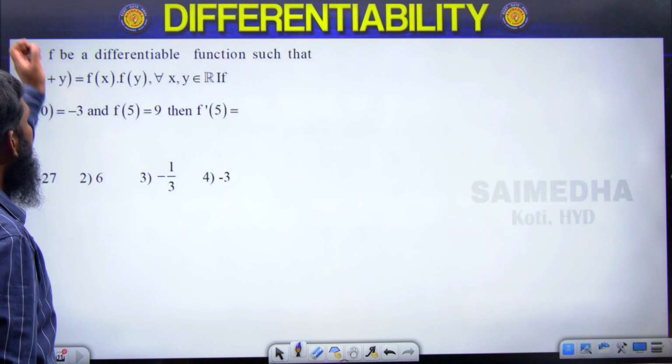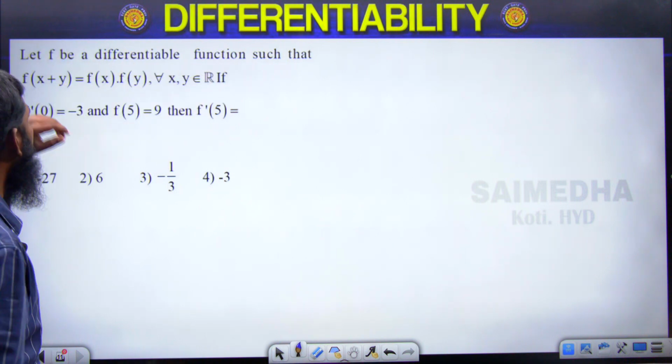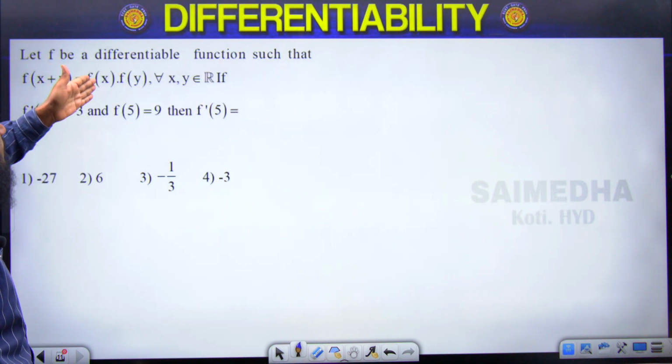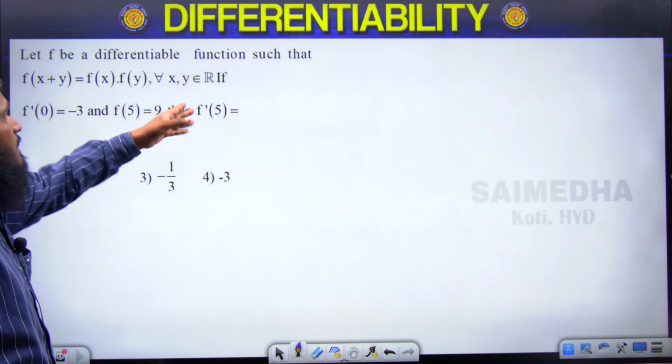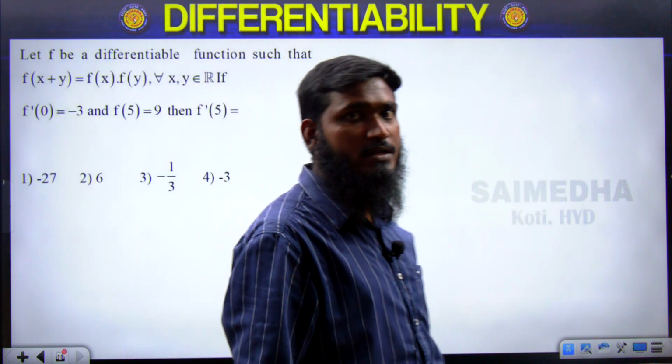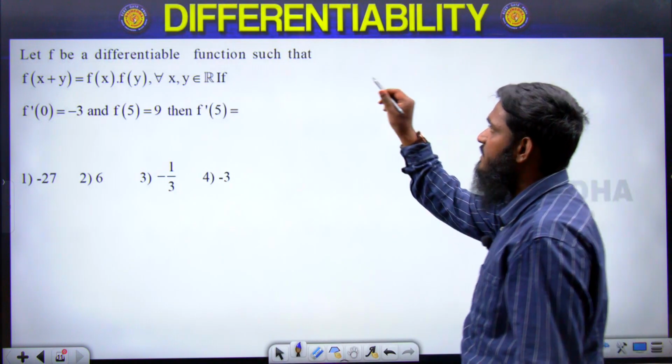Now the next part. Let f be a differentiable function such that f of x plus y is equal to f of x into f of y for all x, y belongs to R. If f dash of 0 is equal to minus 3 and f of phi is equal to 9, then f dash of phi is equal to. Okay, this is the most repeated question we are having. Let us check this part.